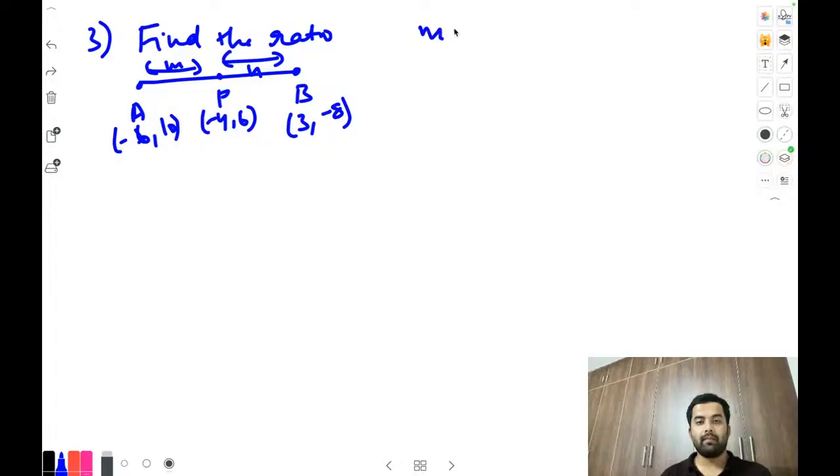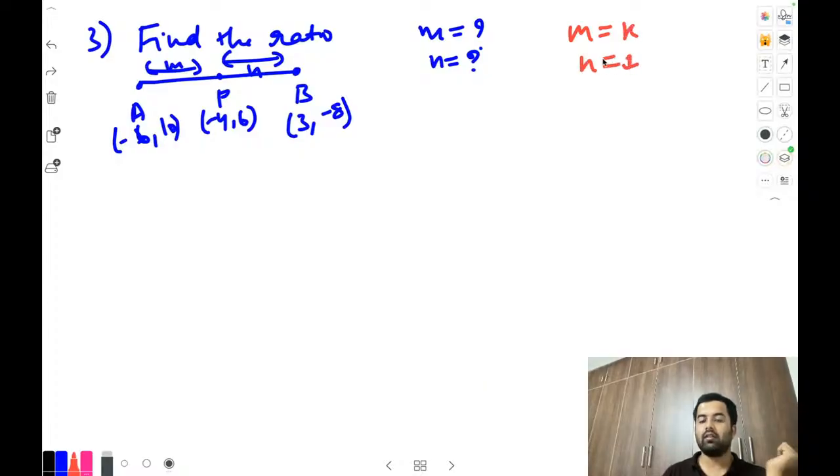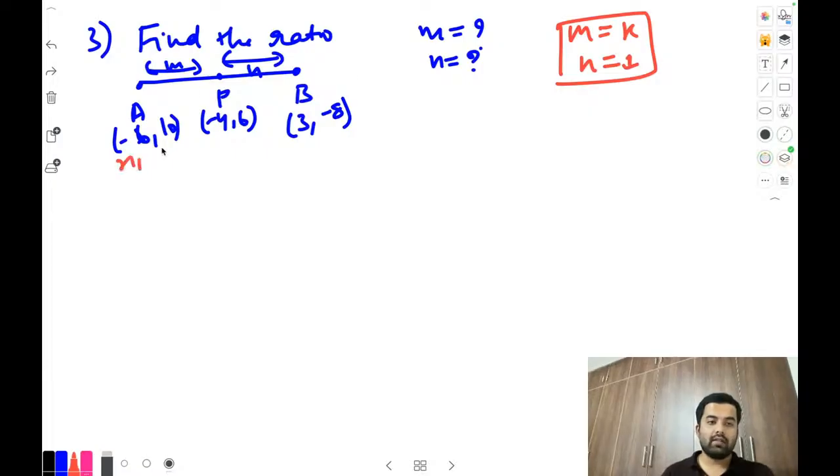What is m? What is n? Figure out this. You have all the values given, and as you know, if we have to find the ratios, in m's place you will keep k, in n's place you'll keep 1. Remember now? So keep this one and you'll get the answer. Here is x1, y1. This is x2, y2. This is x and y only. So by the one formula only you'll get the answer.